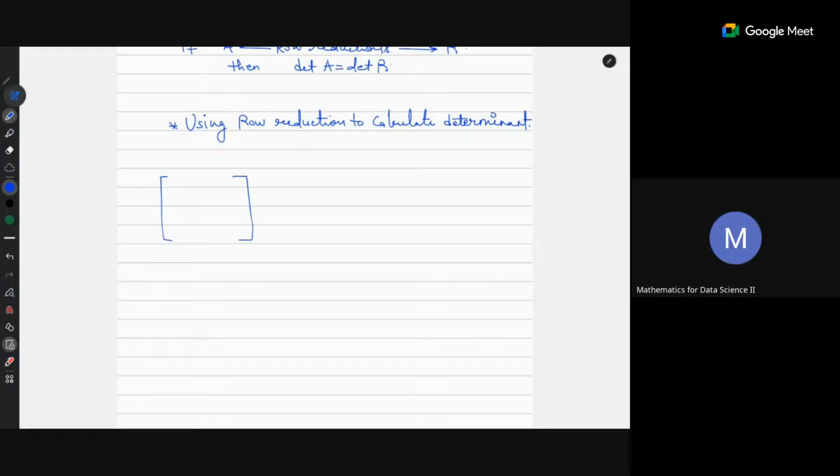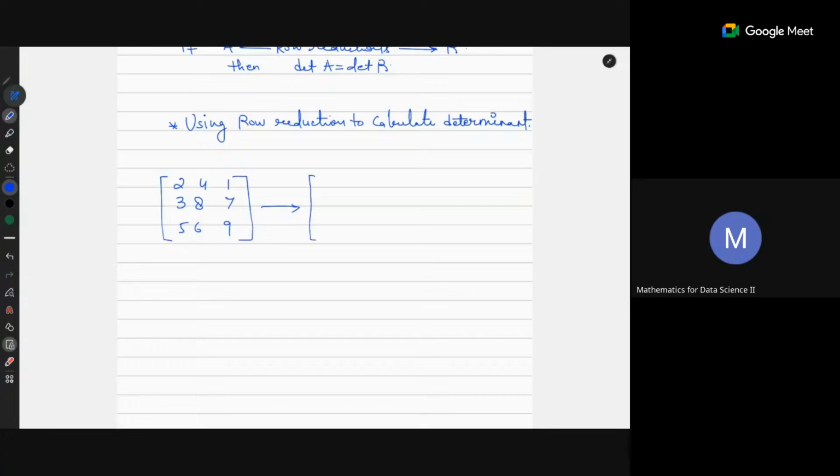Yeah. So let's consider this example. Because we calculate the determinant for a square matrix, I will start with a square matrix. Now, let's say this is my matrix. Now I want to convert it into a row echelon form, or reduced row echelon form, whatever it is. We can use either of them to calculate the determinant.